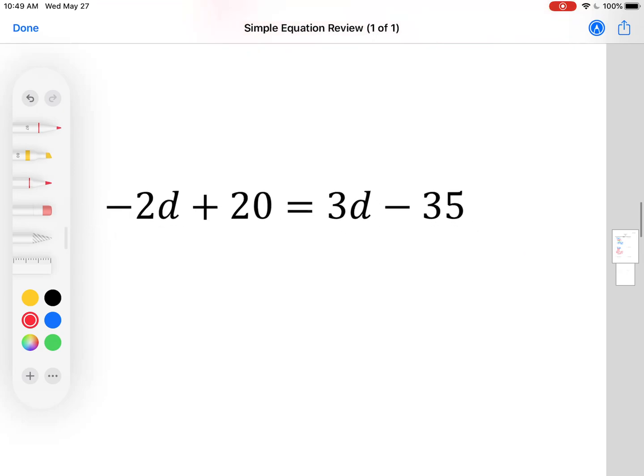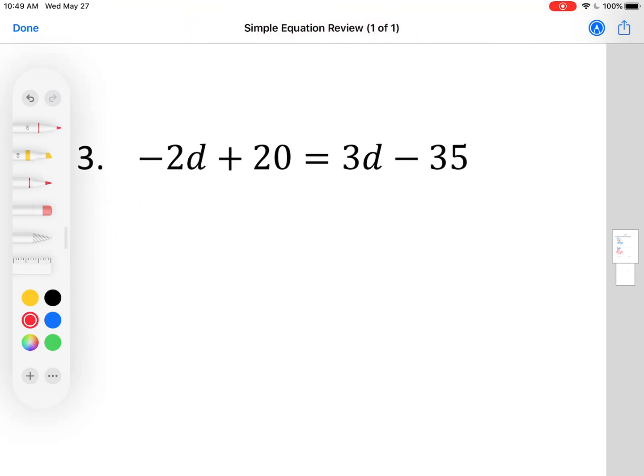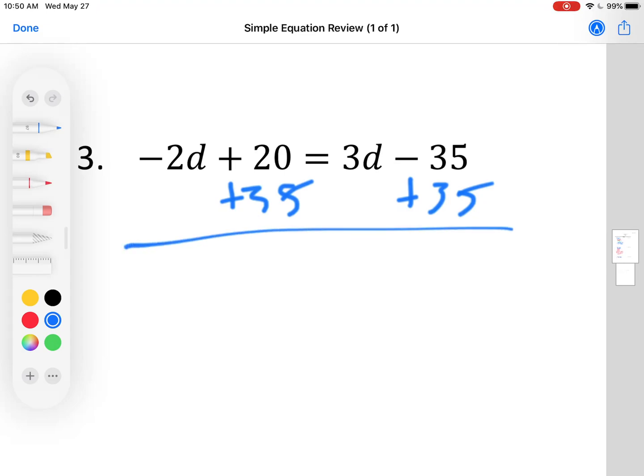Next one. All right. Still 4 terms, still 2 terms on each side. Pick one. Well, I like to get rid of negative things first, so if it were my choice, I would either get rid of the negative 2d or the minus 35. 2 is a little smaller. Sometimes I favor doing variables first, but you know what? For variety's sake, I'm going to subtract. I'm going to get rid of the minus 35. What gets rid of minus is plus. 35 is a number, so it goes underneath the 20. I get negative 2d plus 55 equals 3d.